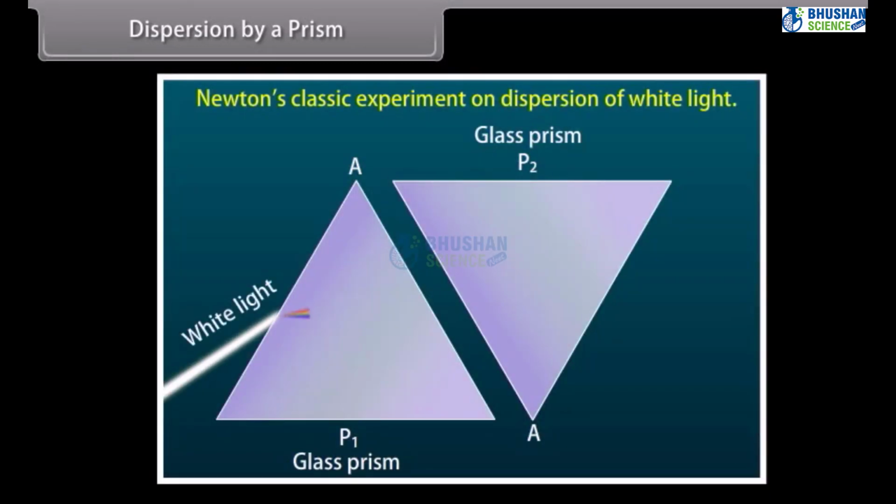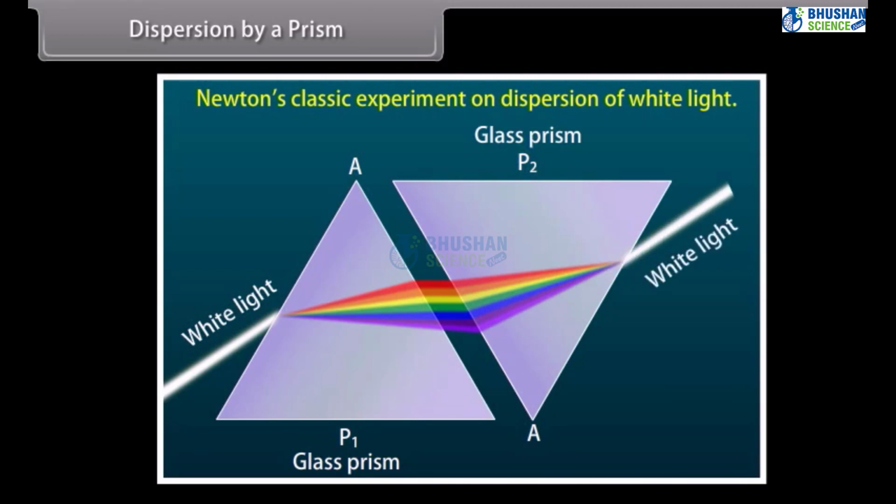Newton's classic experiment on dispersion of white light. The experiment performed by Sir Isaac Newton put another prism, P2, in front of prism P1, but inverted in position, and the emergent beam from the prism P1 fell on the prism P2. The emergent beam from the prism P2 is white light.